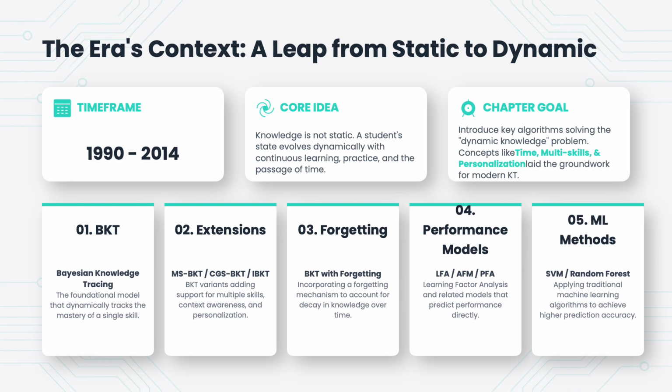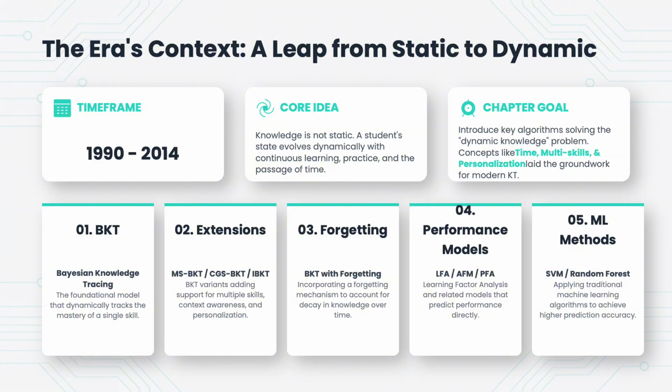As we move into the 90s and 2000s, the field of knowledge tracing, or KT, started to mature. The core challenge was to move beyond static snapshots of a student's knowledge and start modeling it as something that changes over time. This chapter is all about the key algorithms developed during this period. We'll see how they introduced crucial concepts like time, multi-skills, and personalization. Specifically, we'll cover 5 major approaches, starting with the foundational BKT, then its various extensions, the introduction of forgetting, models based on learning factors, and finally, the application of classic machine learning techniques.